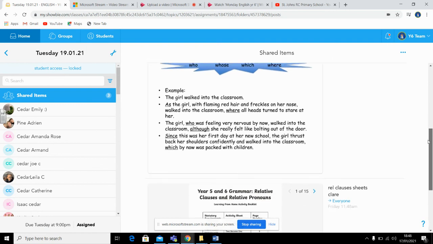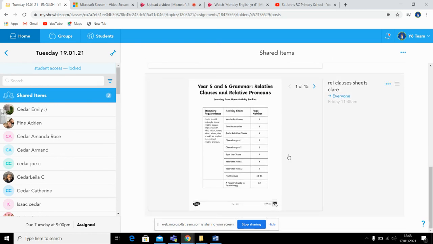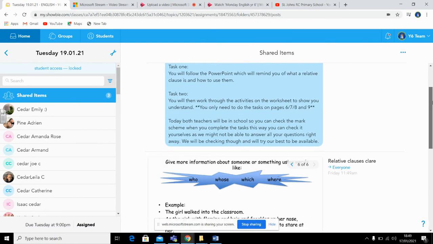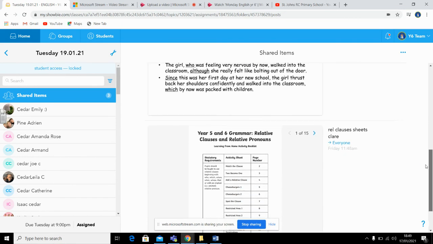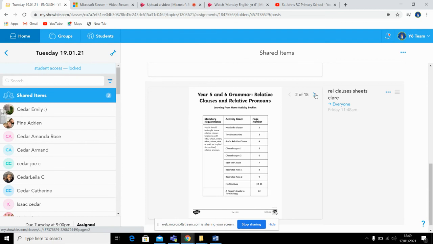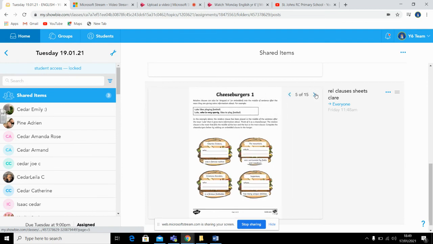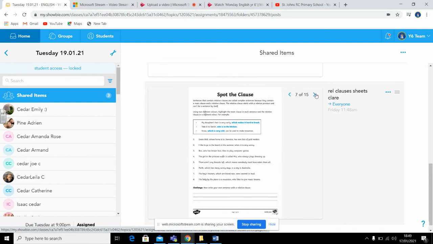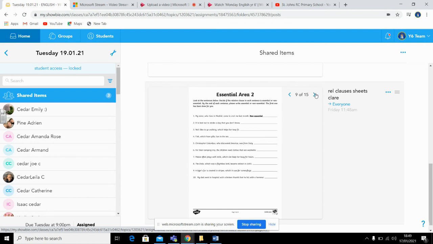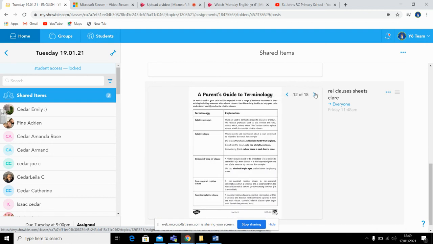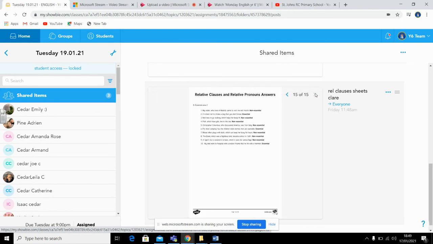What you're going to do is have a go at the worksheets. So if we just scroll down, you'll see that you've got a selection of worksheets. Now, in the instructions, it tells you that you only have to do pages 6, 7, 8, and 9. So have a go at those tasks in the worksheets, okay? So if you go through, you'll see pages 6, 7, 8, and 9, okay? And then if you scroll right through, you'll find there are the answers just there. So what you can do is, once you've had a go, you can have a look and check your answers, okay?